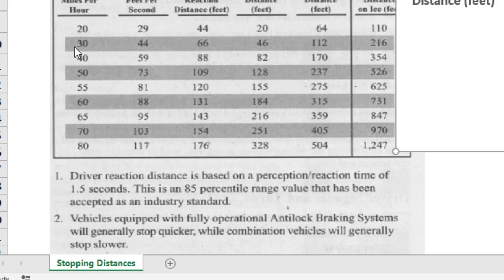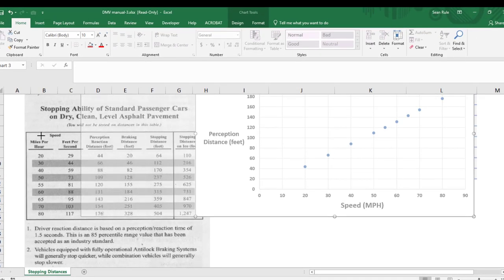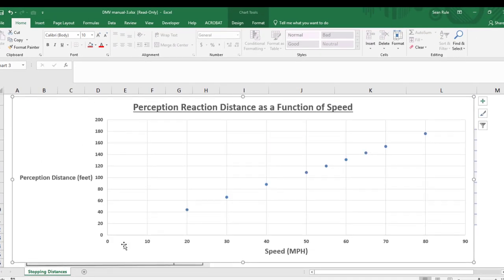If you're going 30 miles an hour, that means you're going 44 feet per second. 1.5 times 44 equals 66. So that's where those are coming from. So that should also explain, hopefully, why this appears to be a straight line. Because it is a straight line.